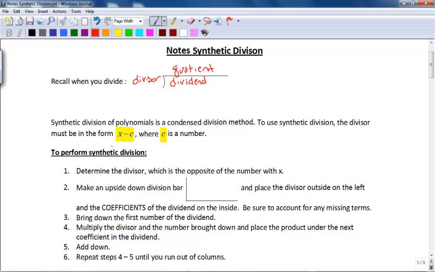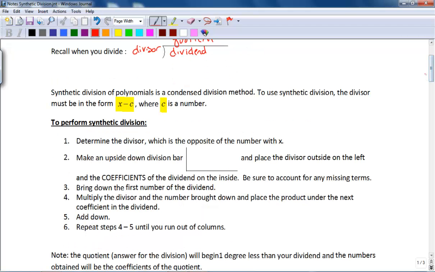So, how do you do synthetic division? Well, the very first thing you need to do is figure out what your divisor is. Your divisor is going to be the number that's opposite with x. So x minus c, your divisor is c. If you have x plus c, your divisor would be negative c. So it's always going to be the number opposite with x. Then you make this upside down division bar, and you put the divisor on the outside left, and the coefficients of your dividend go on the top row of this division bar.